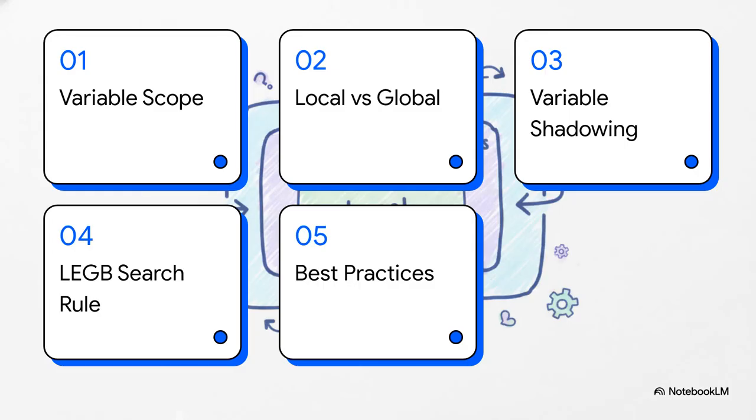Here is our quick roadmap for today's explainer. 1. Understanding variable scope. 2. Local versus global variables. 3. Shadowing and modifying variables. 4. The famous LEGB search rule. And 5. Best practices and summary.